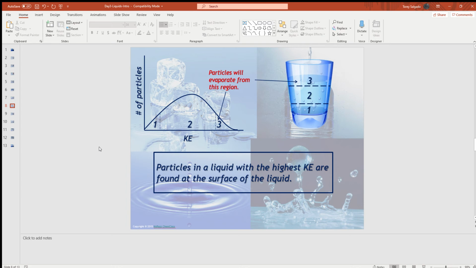And the particles with the highest kinetic energy are found at the surface of the liquid. Those are the ones that are going to be able to break free of those intermolecular forces because of that high kinetic energy and change from a liquid to a gas through evaporation.